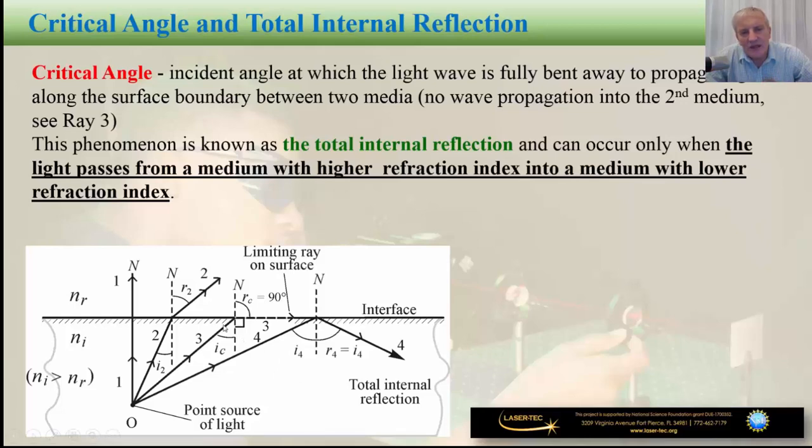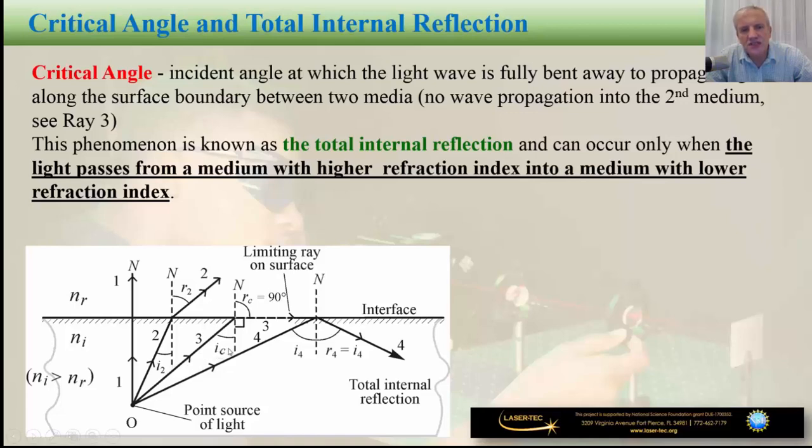The minimum angle at which the total internal reflection takes place, which is this angle here in the case of light ray 3, is the so-called critical angle. That's an incident angle at which the light wave is fully bent away to propagating along the surface boundary between the two media. In other words, there is no wave propagation into the second medium, and that's our light ray 3.